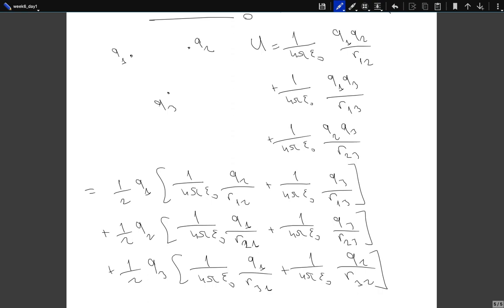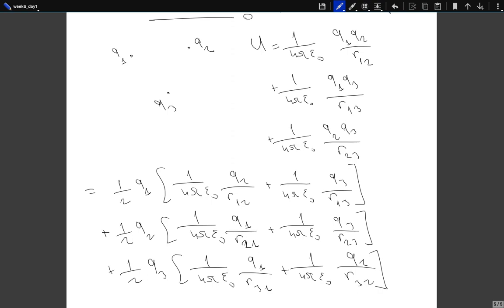If you look at the first term, 1 over 4 pi epsilon 0, q1 times q2 over r12, that is the first line over there. But here I have just half of it, not all of it. But note that there is also this term, q2 times q1, r21 and r12. They are basically the same thing, just the distance between those two charges, 1 and 2. So half of the first term is over here, the other half is over here, and I don't have any other contribution to the first term.